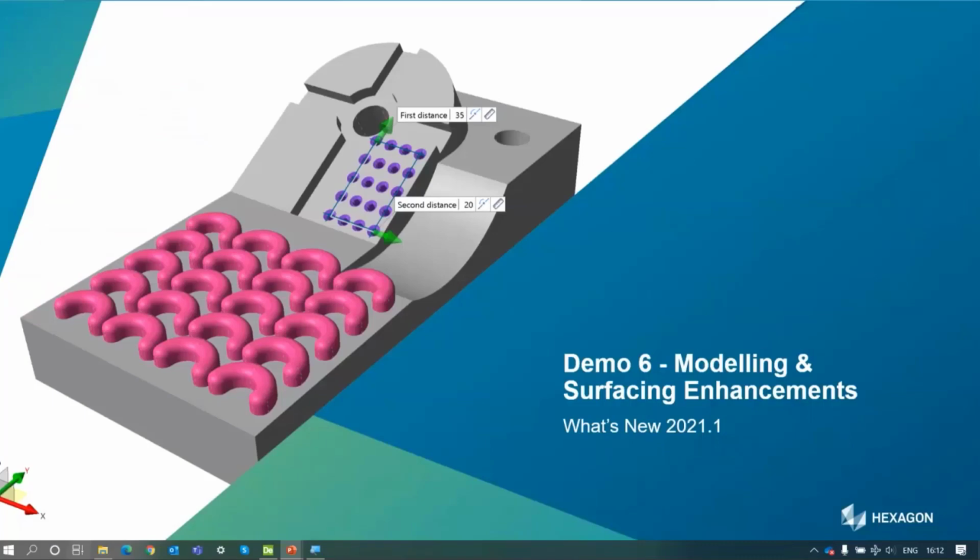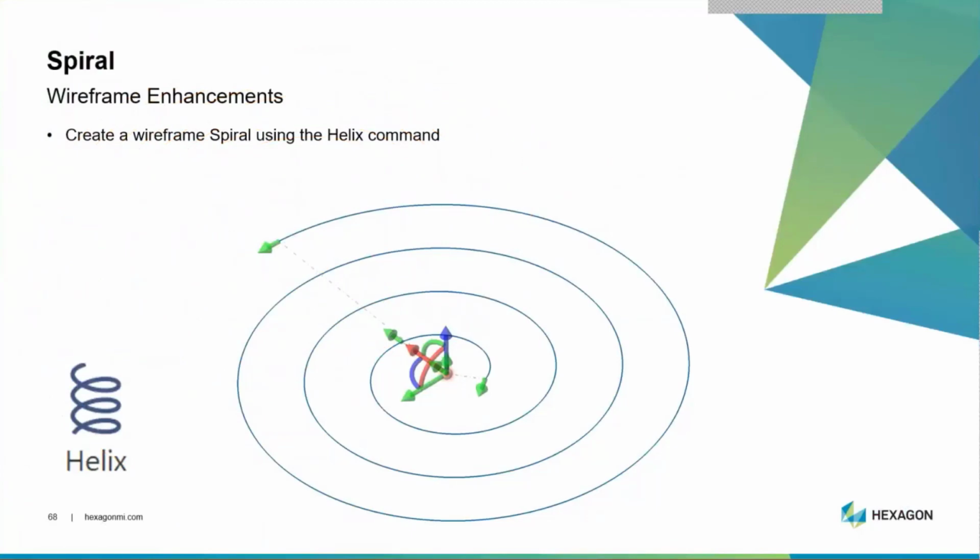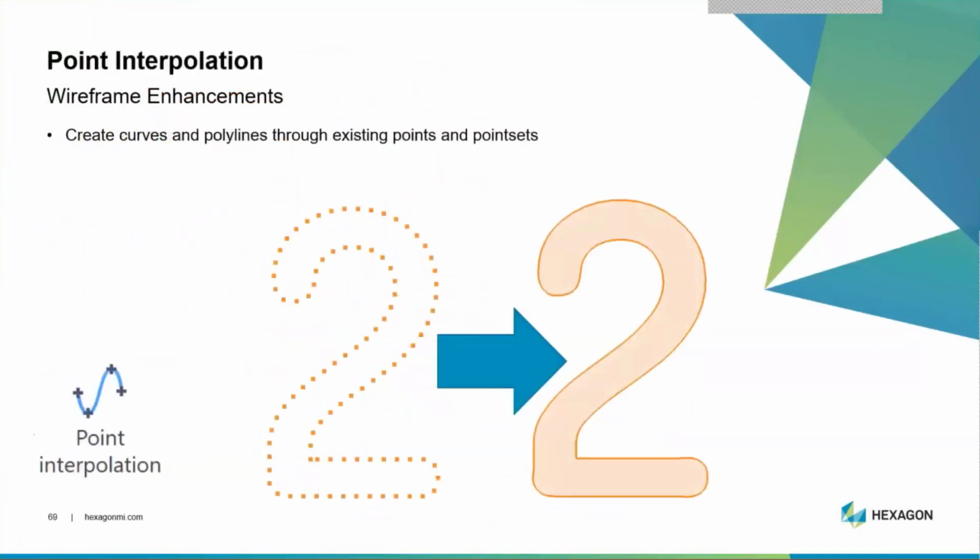Right, I'm on my last section, which is wireframe enhancements. We've now got the ability to create a 2D spiral from inside the helix command. If that was a request, we can just set some parameters to 0, and it creates a flat spiral. We have a new wireframe command where we can create curves and polylines fitted through point sets or individual points.